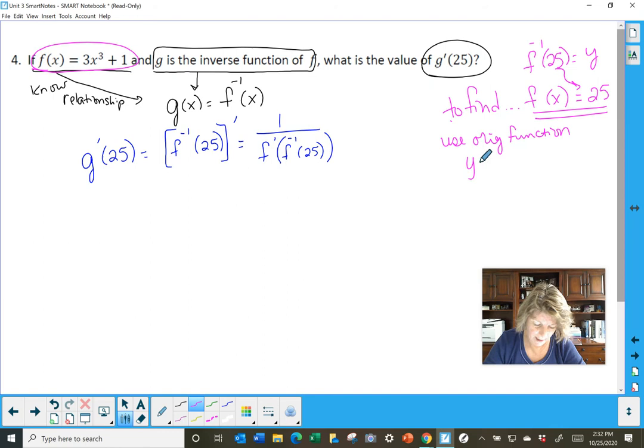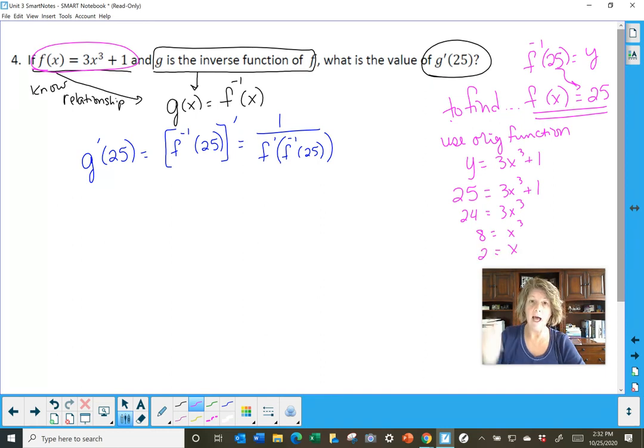So I know y equals 3x to the third plus 1. Substitute: 25 equals 3x cubed plus 1. Subtract 1, 24 equals 3x cubed. Divide by 3. Oh, I'm liking this. 8 equals x cubed. Cube root would be 2. Boom. We now have the original pair, (2, 25), don't we? This is the original function's ordered pair.